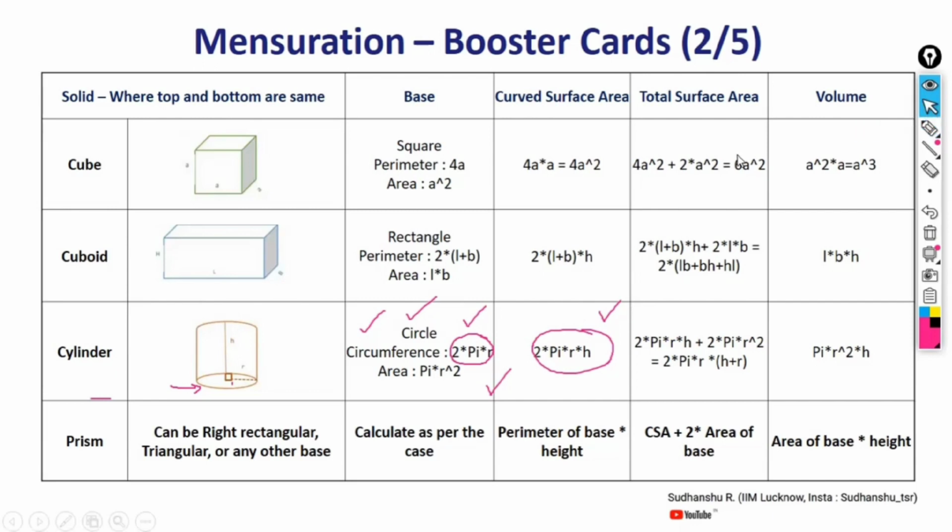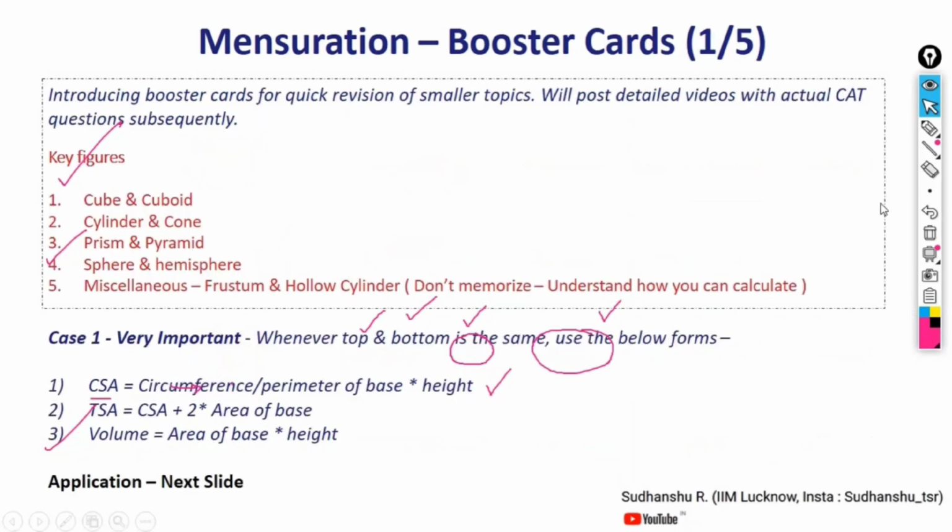Right, so that's the first part, and you can apply it to all the figures where top and bottom are the same: cube, cuboid, prism, right? So no need to memorize each and everything. As you will practice, you will remember these things, and even if you forget, you can always use this small form and calculate it, right?